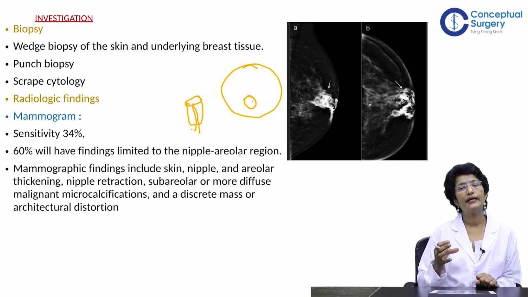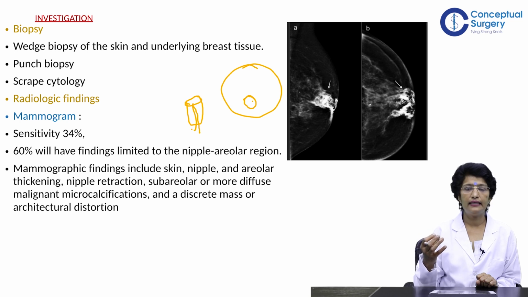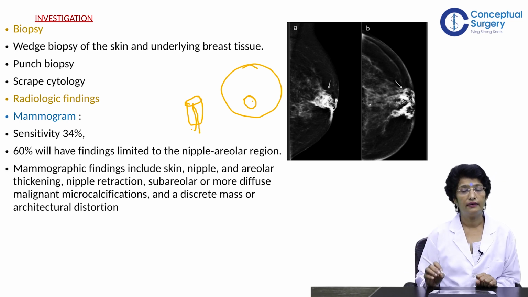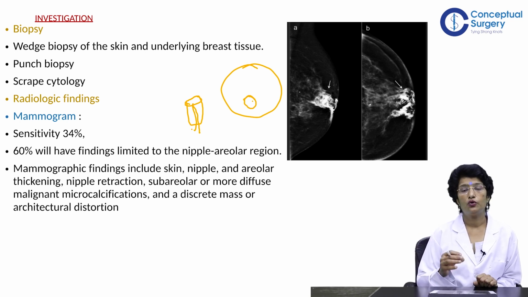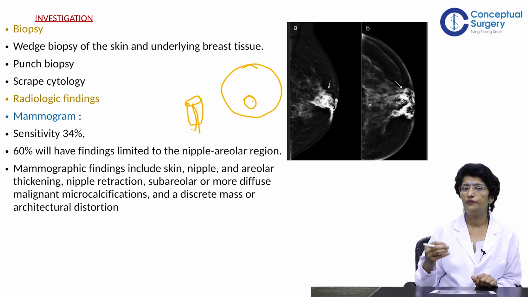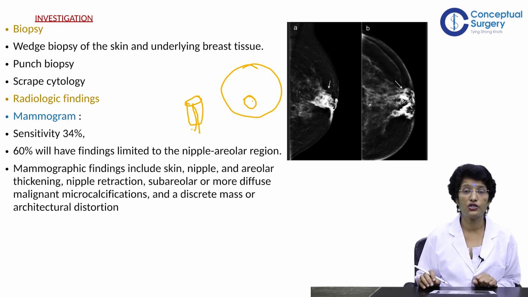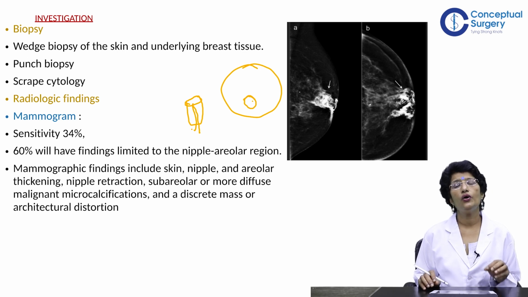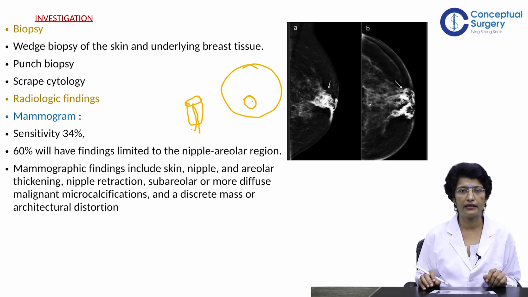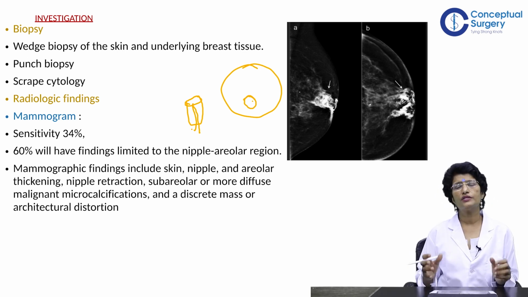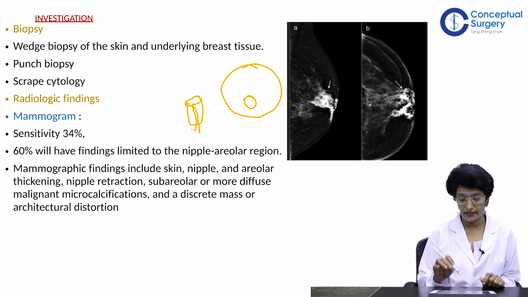So on mammogram, you can have skin thickening, there could be nipple areolar thickening or retraction, there could be subareolar or diffuse microcalcifications which are very, very pleomorphic, or you could have a discrete mass or some architectural distortion like you would in any case of an invasive carcinoma.